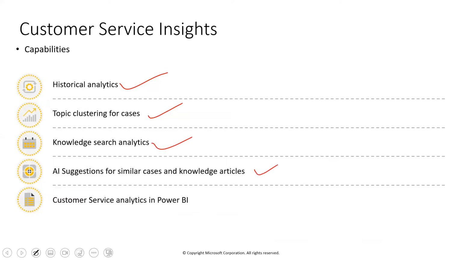We can also enable this setting here, AI suggestions for similar cases and knowledge articles in your current environment, to enable the smart assist section. If you want to utilize the smart assist in your customer service workspace, we need to enable this setting. After that, the smart assist is going to verify the relevant cases and show you the result accordingly.